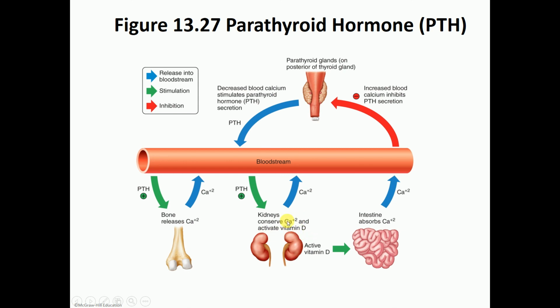And it also activates vitamin D, and that's an extremely important function for PTH, where it activates vitamin D in the kidney, and it's that active vitamin D that allows or makes the intestines able to absorb calcium. Now, all of that calcium that was either prevented from being lost in the urine or absorbed from the diet will bring back those calcium levels back up to normal. And by negative feedback, that would inhibit the parathyroid glands from making more PTH.